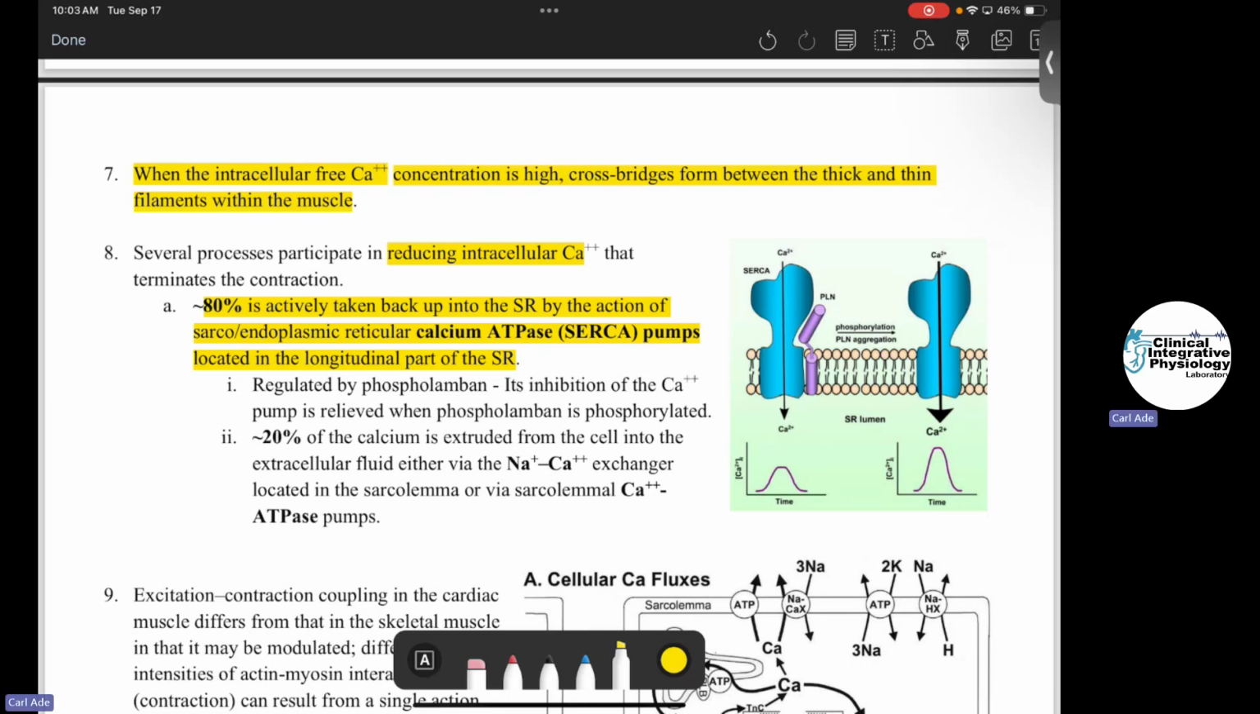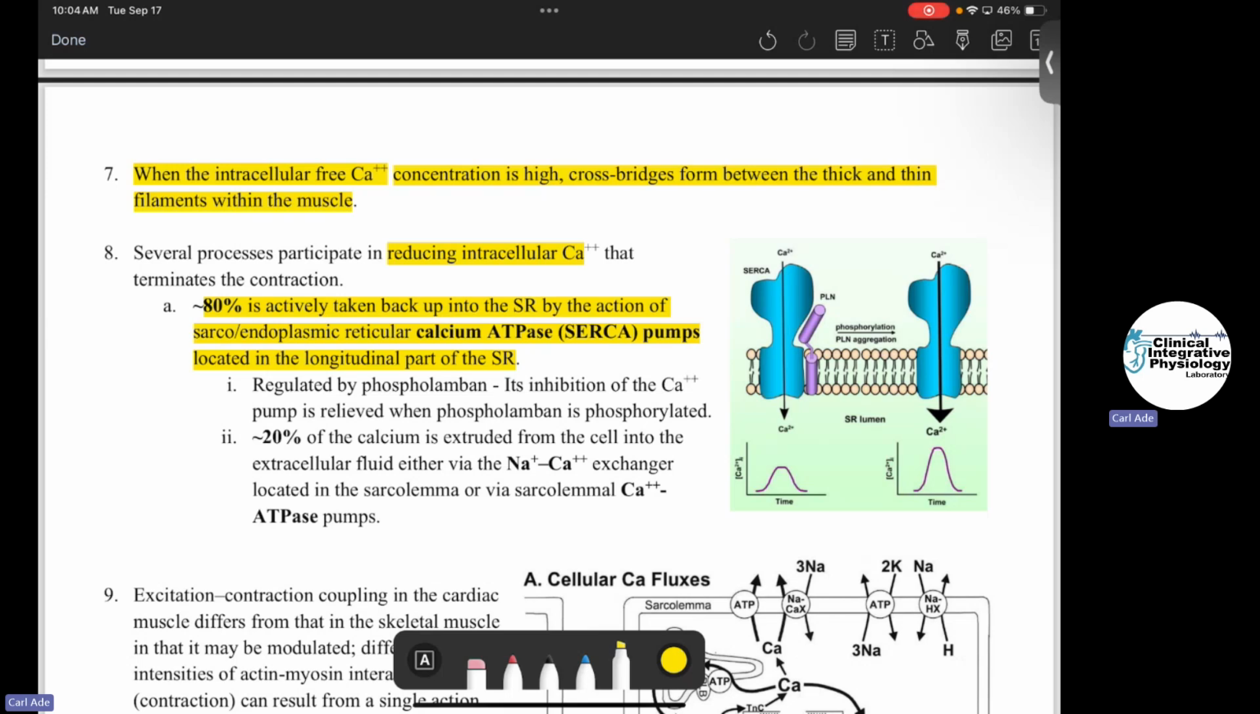So in between beats, we've got to pull that calcium out of the cytoplasm and dump it back into the sarcoplasmic reticulum. It's got to happen very, very quickly. As you think about during exercise, 180, 200 beats per minute, there's not a lot of time for that to happen. So these calcium ATPase SERCA pumps, and the ATP just tells us they require ATP to function. We don't need to worry about that.